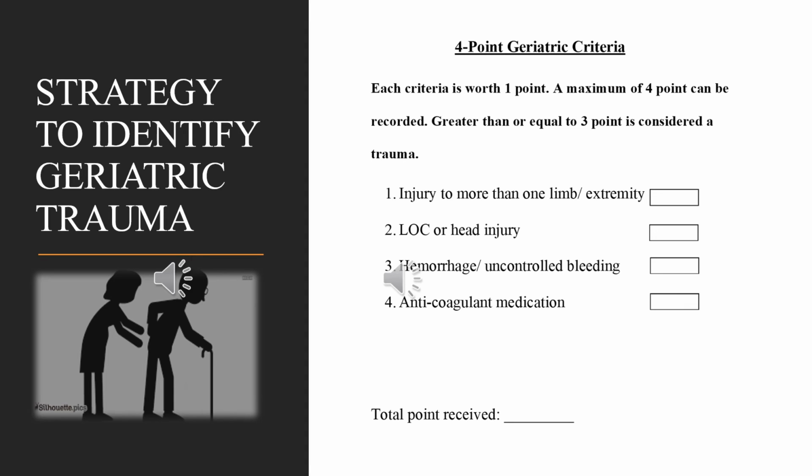The 4-point geriatric criteria can be assessed during the initial stage of the triage process. In the event that the patient is greater than or equal to 3 points, the nurse is required to report the incident to the provider immediately. This will prompt the initiation of special treatment or transfer to a trauma center where the patient can receive the optimal care necessary to promote a positive outcome or reduce any complication related to the injury.